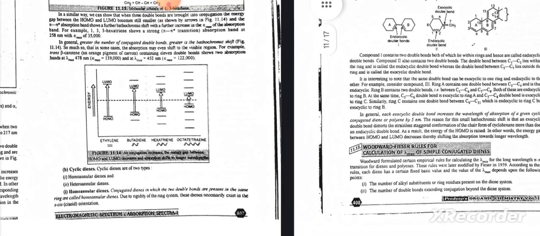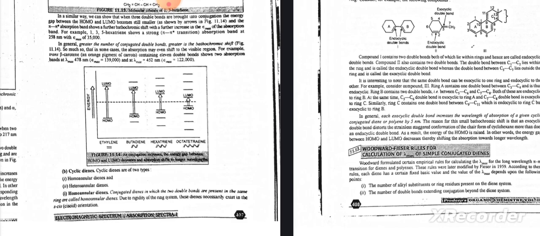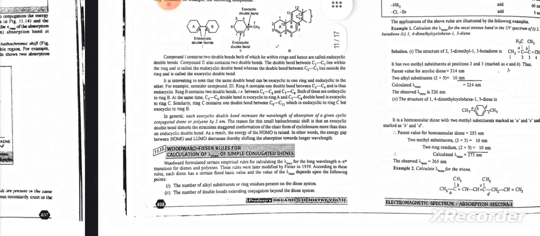Cyclic dienes. Cyclic dienes are of two types: homoannular dienes and heteroannular dienes. Homoannular dienes: conjugated dienes in which the two double bonds are present in the same ring are called homoannular dienes. Due to the rigidity of the ring system, these dienes necessarily exist in the s-cis orientation.